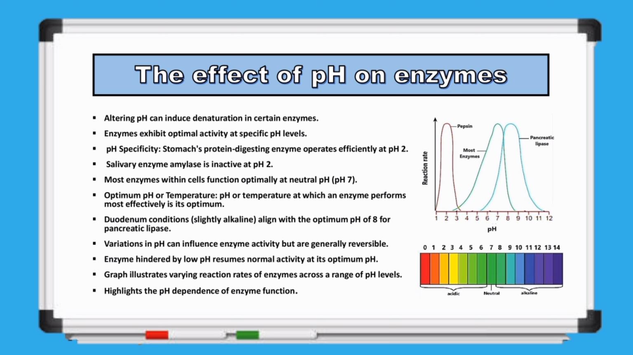You can also see a color-coded pH scale from 0 to 14, red for acidic, green for neutral, and purple for alkaline. This helps us connect where each enzyme works best within the body. So, overall, this graph highlights a key idea: enzyme function is highly dependent on pH, and each enzyme is finely tuned to operate in the environment it was designed for.